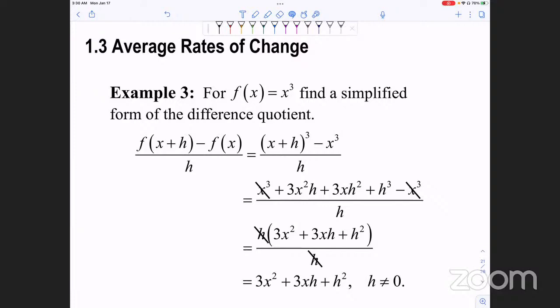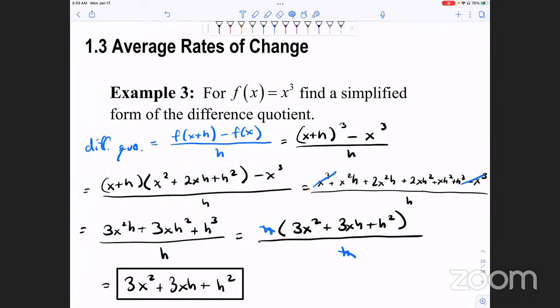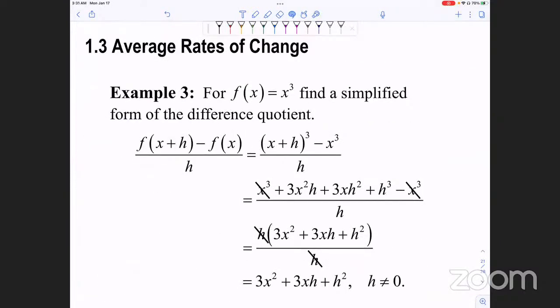Okay, so I think we got the same thing: 3x squared plus 3xh plus h squared. Hopefully that wasn't too intimidating. We have a typed version of what we just did. We plugged in x plus h, expanded it all the way out, canceled like terms, combined like terms, and then factored out the h's and they canceled. And this is where we ended, right?